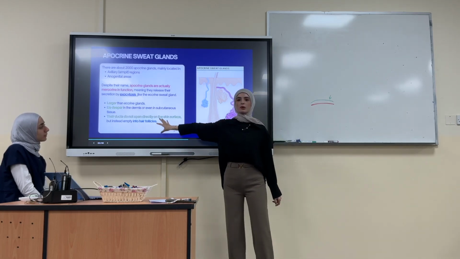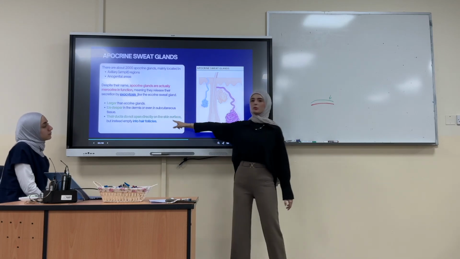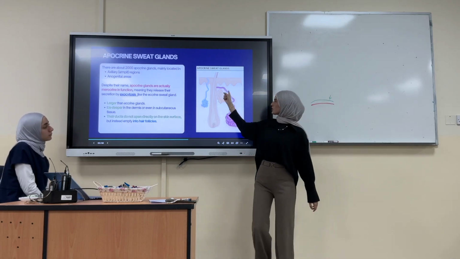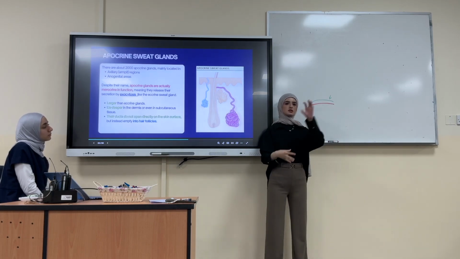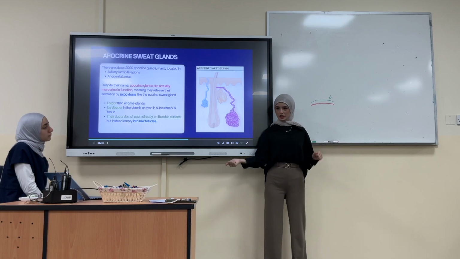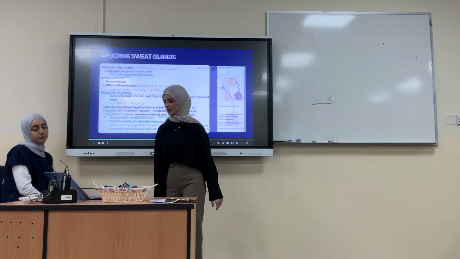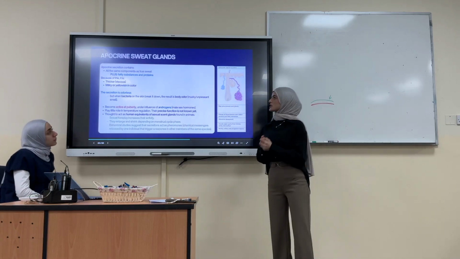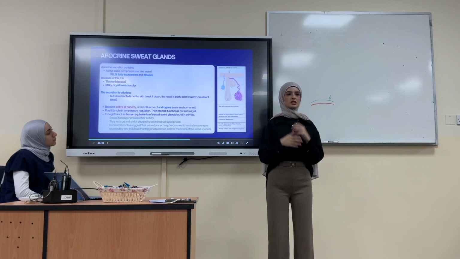Their ducts, this is probably the most important difference that you would need to know. Their ducts don't open directly on the skin surface. Where do they open? Into the hair follicle. So the eccrine glands, skin surface. The apocrine glands, into the hair follicle. What do the apocrine glands secrete? What is the secretion?